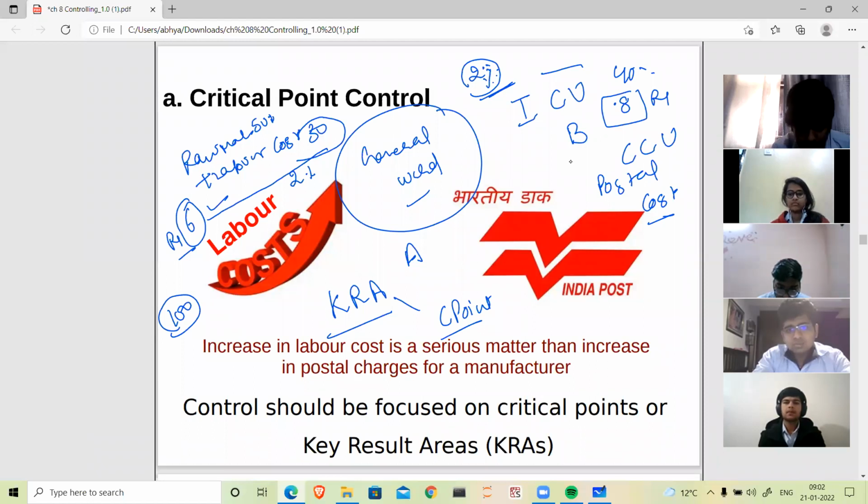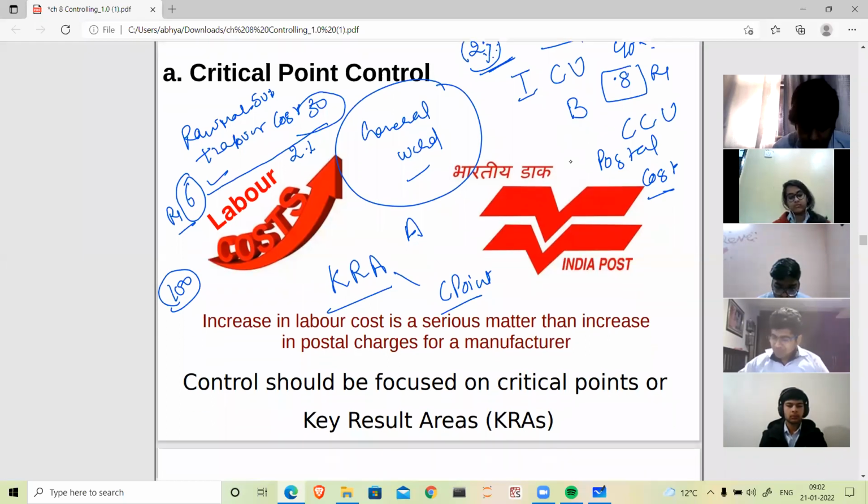Why? Because a minor change in labor cost can affect the overall profitability of the business. So a business or a manager should try to control the critical points first, and the points which are not critical may be ignored, as those points will not be affecting the overall cost structure of the business. Clear? So this is about the critical point control.